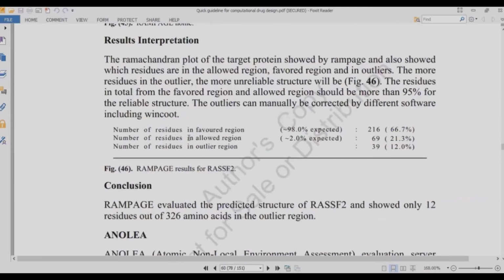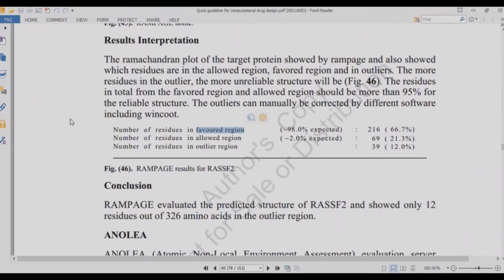Then there is the number of residues in the favored region. What is the favored region? The favored region is where the amino acids are at their right position. Suppose there is a serine 29; it should be at the position where it is, and then it is considered in the favored region. Usually the favored region should be 98%. Then we have the allowed region. Allowed region means that amino acid number 19 is at position A, but it should be at position B. But if it is at position A, that is okay.